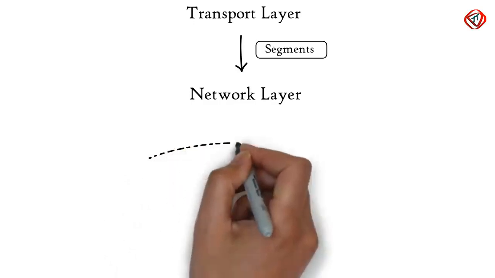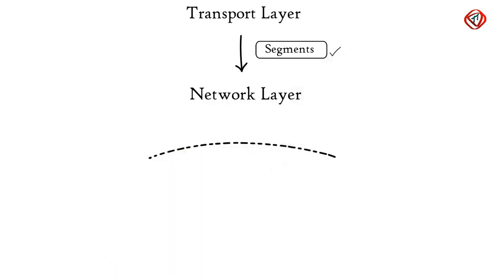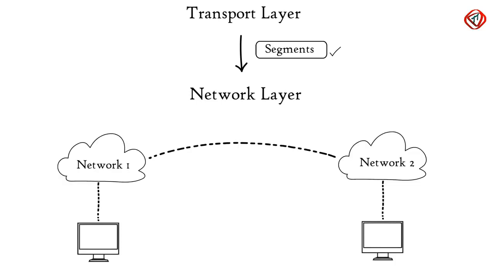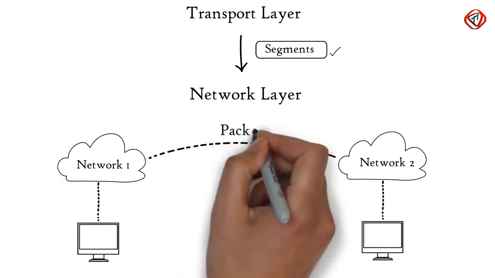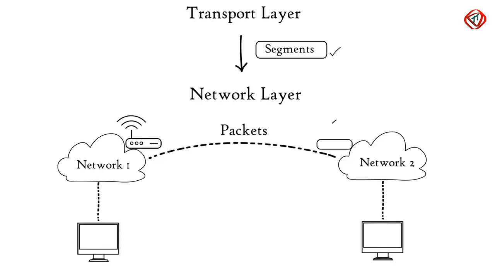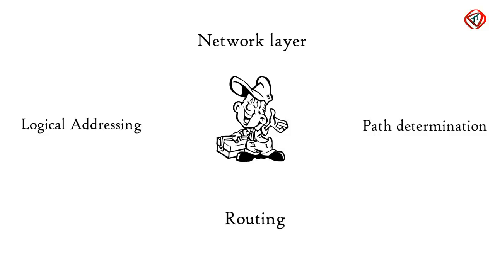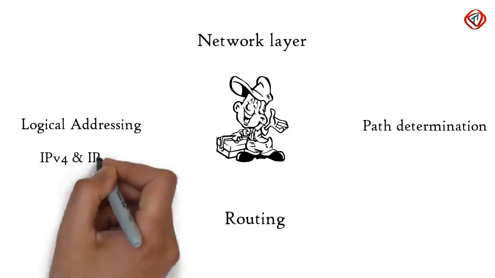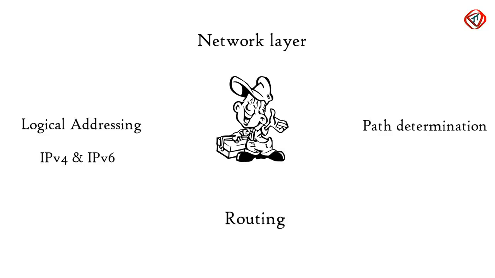Network layer works for the transmission of the received data segments from one computer to another located in different networks. Data units in the network layer are called packets. It is the layer where routers reside. The functions of network layer are logical addressing, routing and path determination. IP addressing done in network layer is called logical addressing.